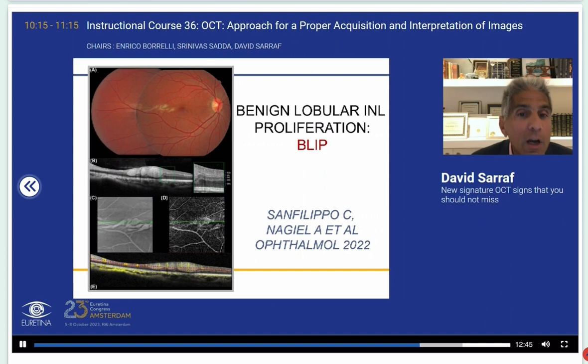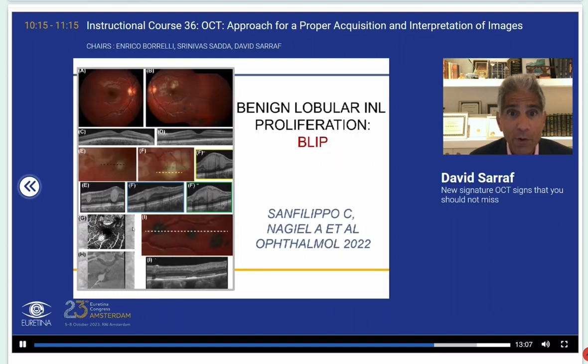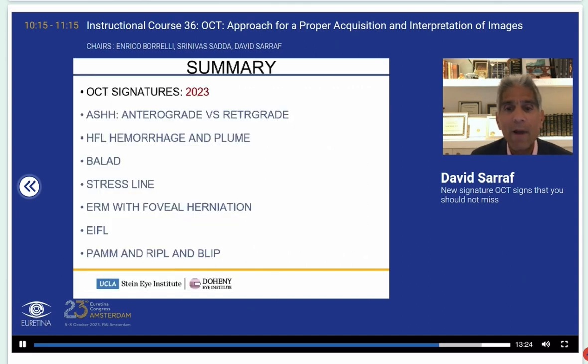And the last thing we'll talk about are these very interesting lesions, also in the inner nuclear layer, actually more accurately probably in the inner plexiform layer, called benign lobular INL proliferations. These are hyperreflective tumor-like lesions that are seen on the OCT B-scan and have a kind of spindle appearance on en face OCT. They've been referred to as BLIP by Aaron Nagill and Christian Sanfilippo, and they're probably rare, but really cool, probably benign phakomatoses-like lesions within the middle retina.